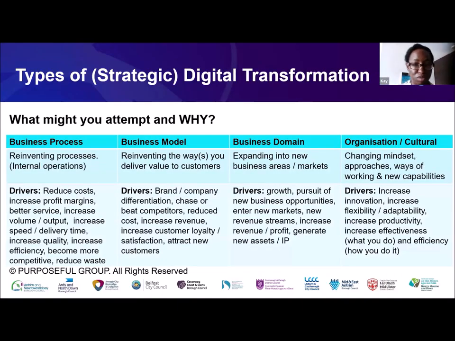So I thought this slide might also help to clarify things as well. So this slide covers this kind of big picture, significant change that I was talking about, what we call strategic, digital transformation. So typically digital transformation may happen in one of four kind of main areas within your business. It could be changes to your business process.